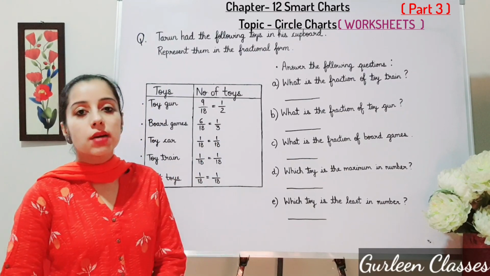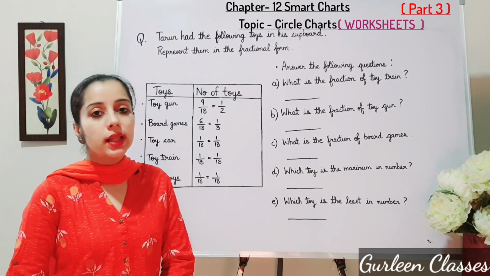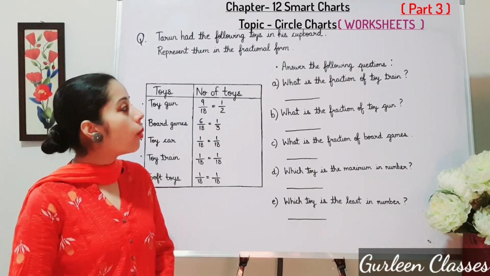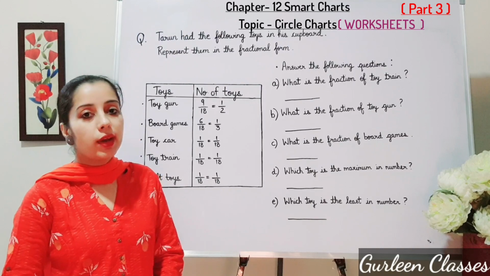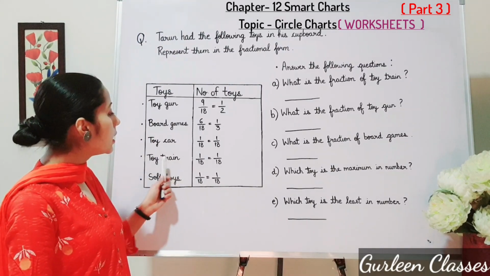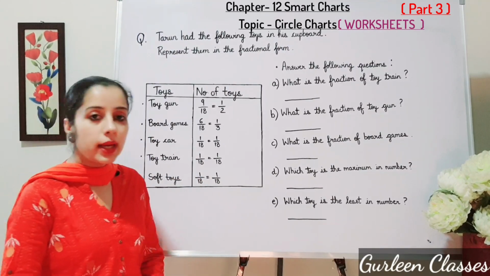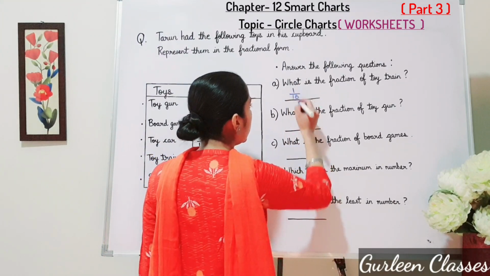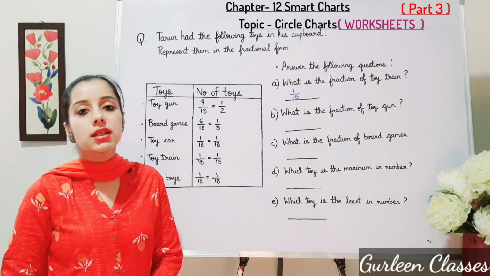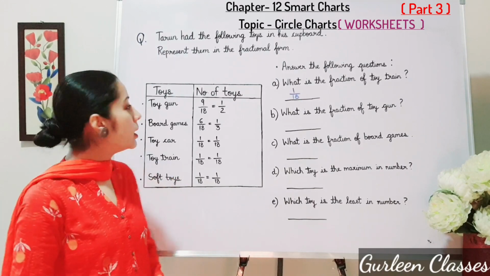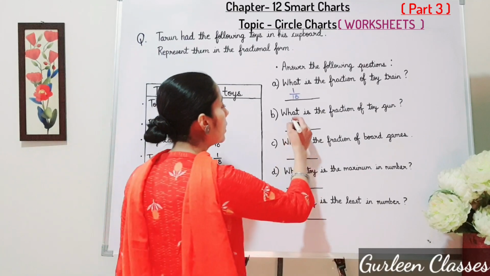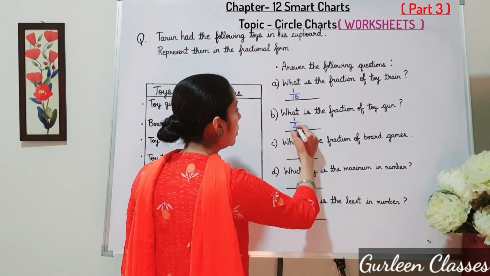So on the basis of this chart, let us do fill in the blanks. Answer the following questions. A part, what is the fraction of toy train? So toy train is here. Fraction is 1 upon 18. So right here 1 upon 18. B part, what is the fraction of toy gun? So fraction of toy gun is 1 upon 2. So right here 1 upon 2.